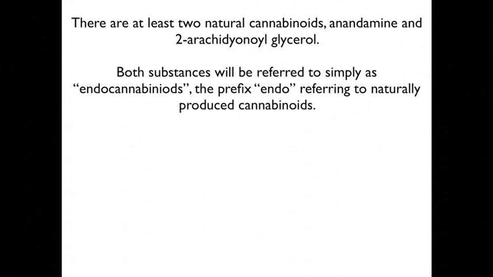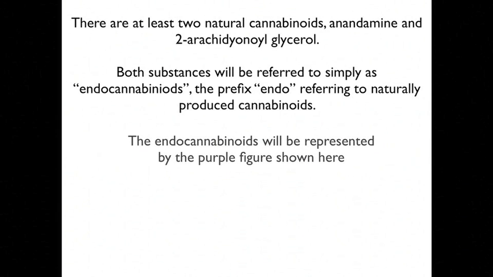There are at least two natural cannabinoids, anandamide and 2-arachidonoyl glycerol. Both substances will be referred to simply as endocannabinoids, the prefix endo referring to naturally produced cannabinoids. The endocannabinoids will be represented by the purple figure shown here.